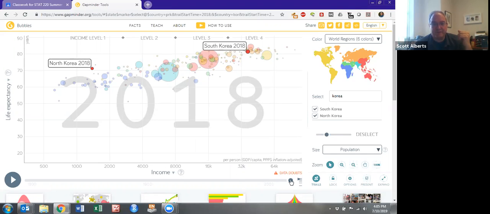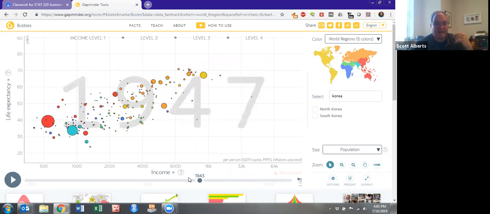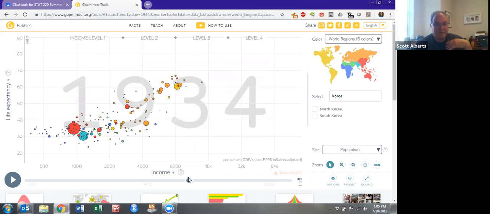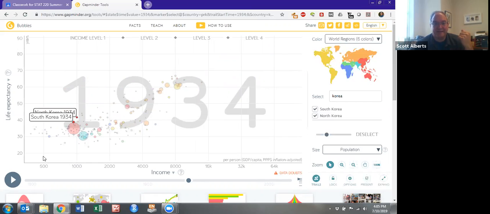But what I want to do is uncheck that for a second. And I'm going to back us up, because the other cool thing is the way this graph is animated over time. So I'm going to back up here to 1934. Now, in 1934, both North and South Korea were occupied by Japan. And in fact, in 1934, North Korea was slightly wealthier and healthier than South Korea. Now, of course, we know a little bit about what's going to happen here in history.